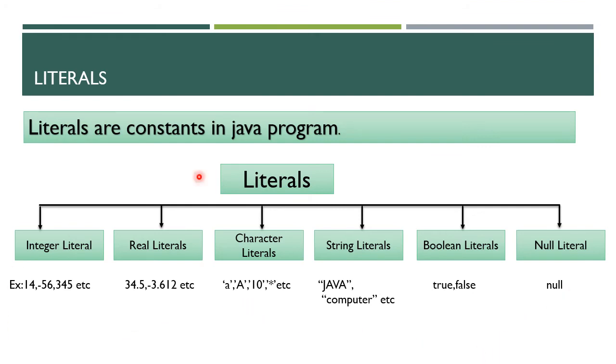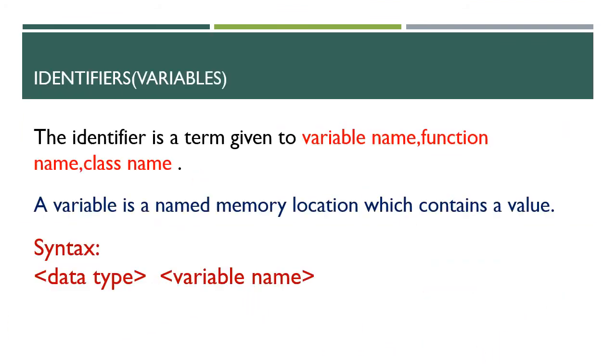Now let us move to the next concept, identifier. What are identifiers? An identifier is a name given to a variable, function or a class. And what is a variable? A variable is a named memory location which contains a value. What is the syntax of the variable?